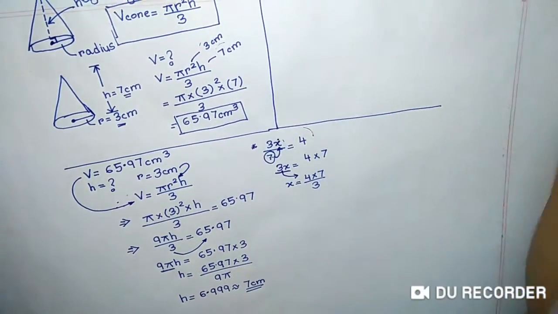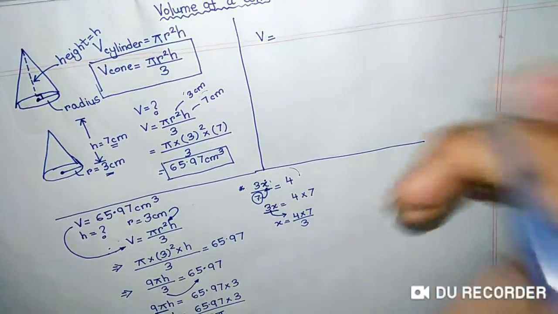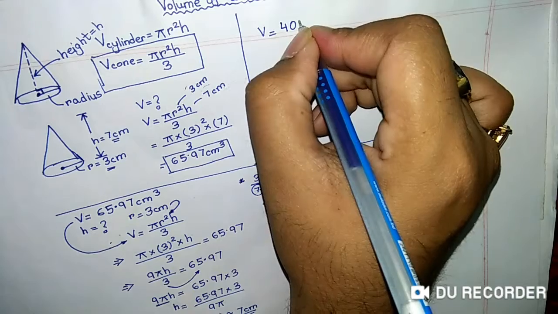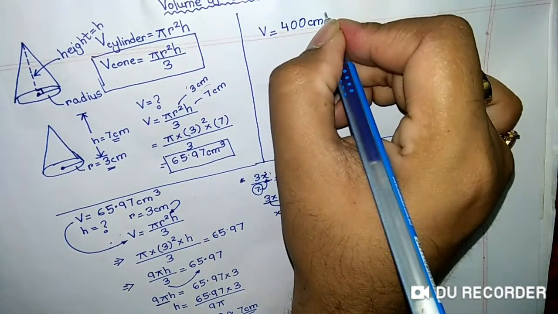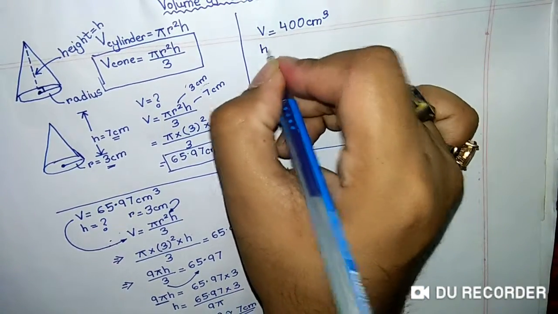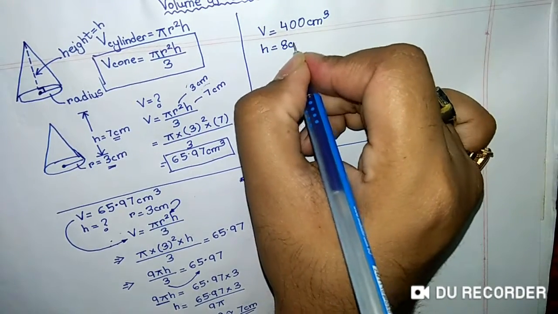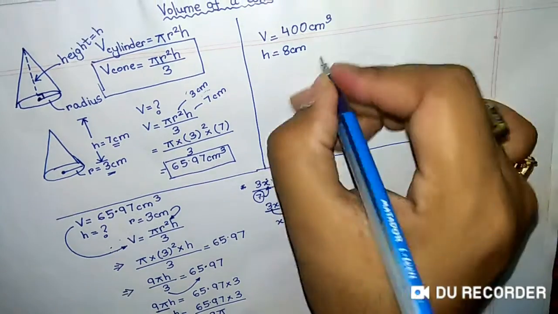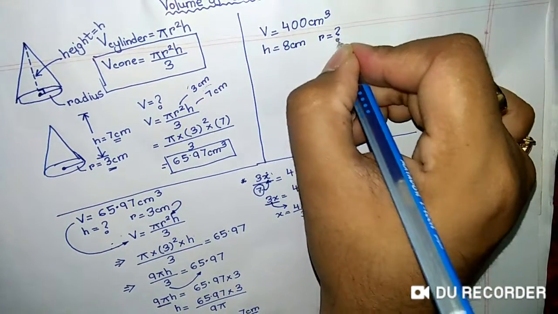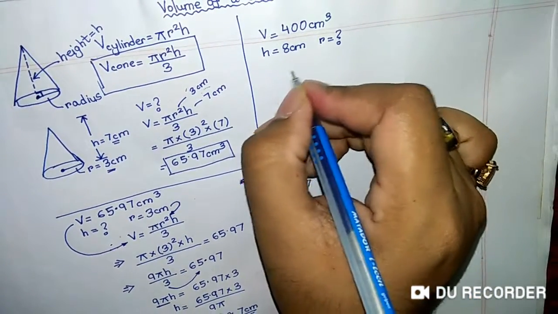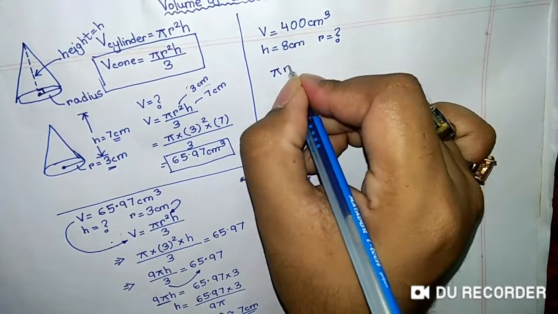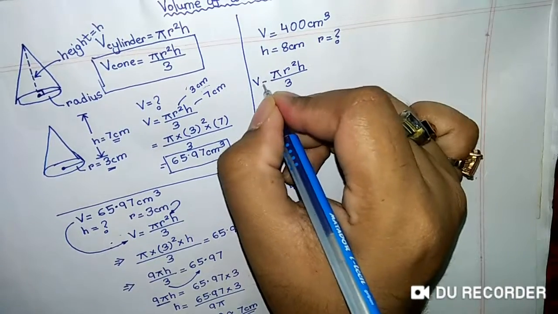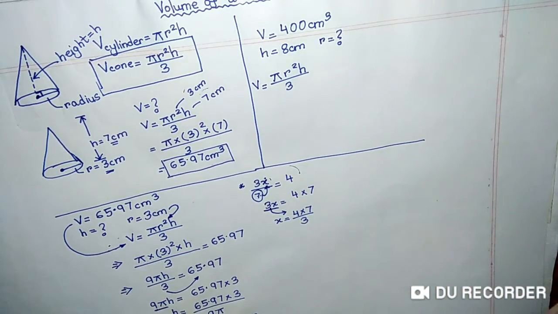Suppose the volume of the cone is given as 400 centimeter cube, and that the height of the cone is say 8 centimeter. So over here we need to find the radius of the cone. In order to find the radius of the cone, we're gonna still do the same thing. First, we're gonna write the formula pi r square h over 3. This is the volume of the cone.